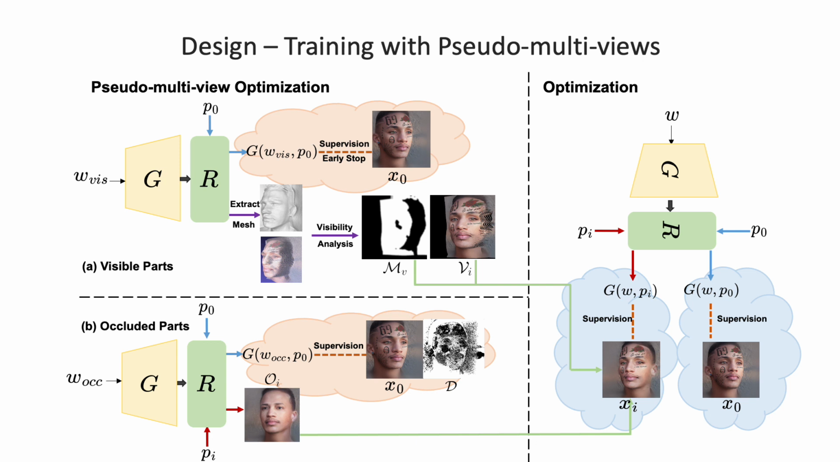For each iteration, we take the original input and render pseudo-multi-view for the regularization. Then the reconstruction loss is computed, one from the original and the other from the pseudo-multi-view. The reconstruction loss contains L1 loss and perceptual loss.